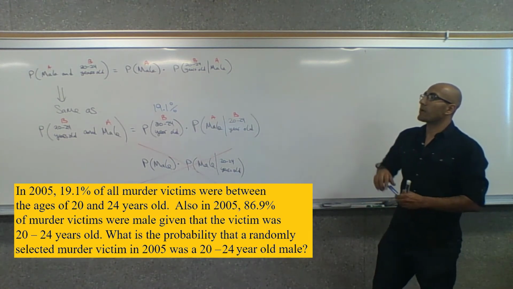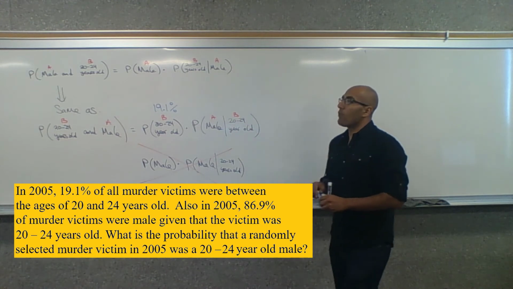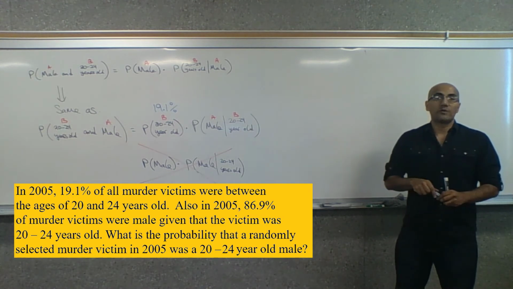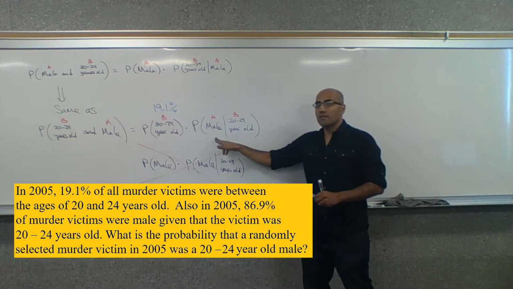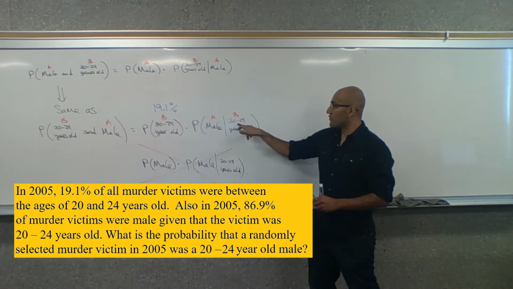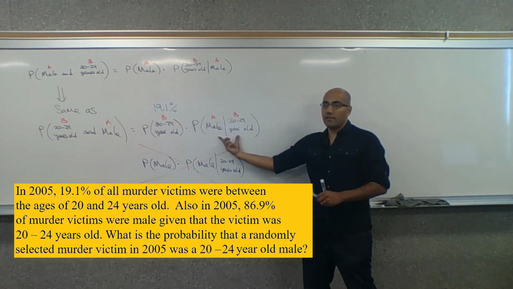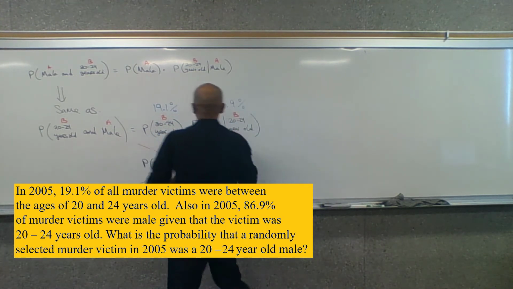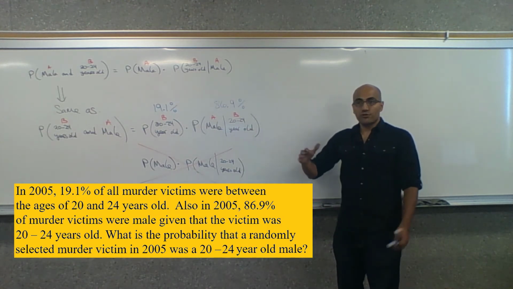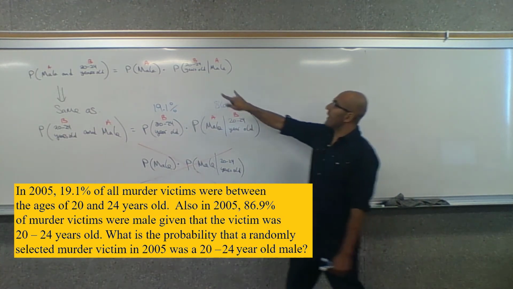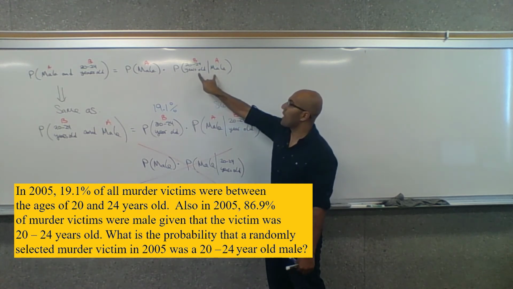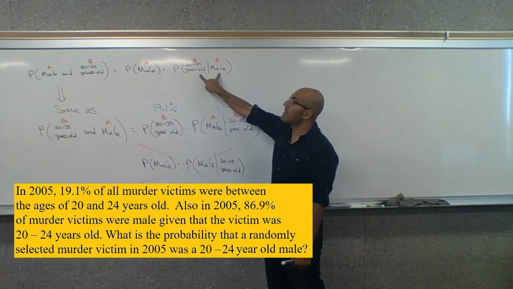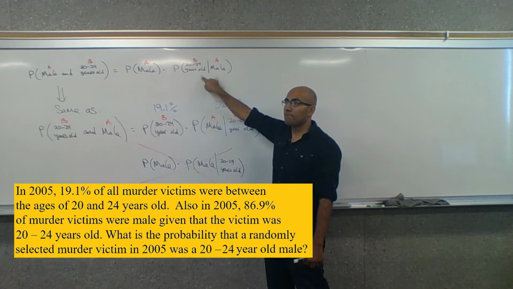Got it? Okay, so the next part says, in 2005, 86.9% of murder victims were male, given that the victim was between 20 and 24 years old. Isn't that this? Male, given that they were between 20 to 24 years old. They did give me exactly this one. So this guy is 86.9%. They gave me the two that I needed, which is good, because then I can solve it. If this word problem had said the other way around, there's an 86.9% chance that the murder victim is 20 to 24 years old, given that they're male, they had given me this one, then I'm in trouble. I can't solve it. Good?